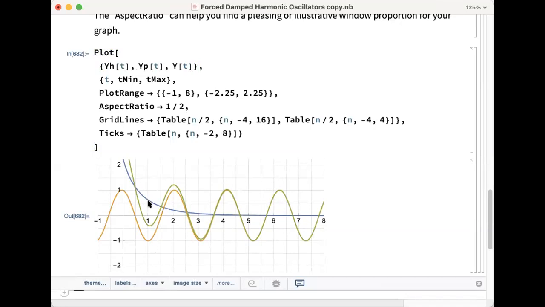I'm looking for that initial condition of 1 and 0. I don't see the initial condition of 1 and 0 in my green answer, and that bothers me.